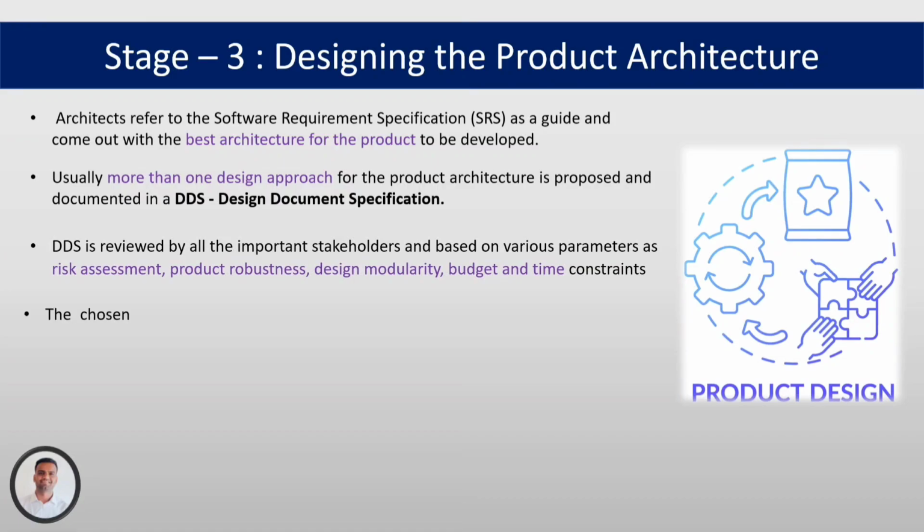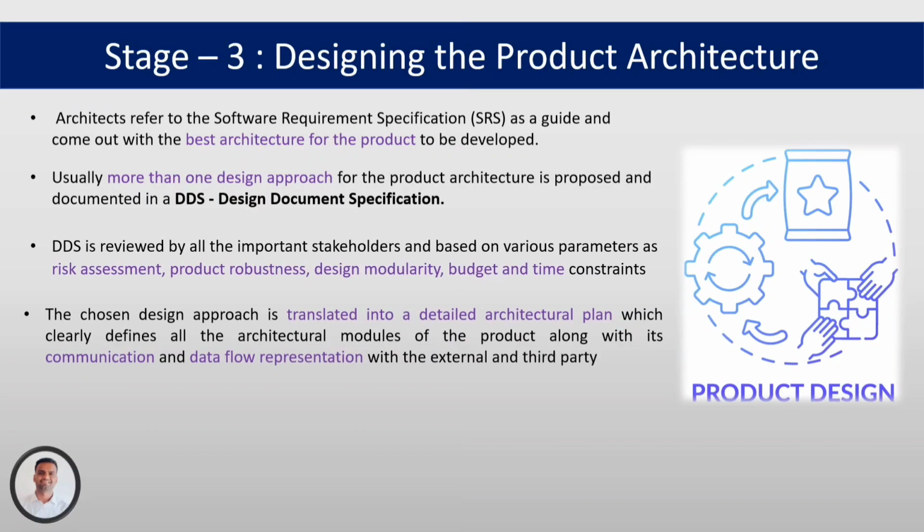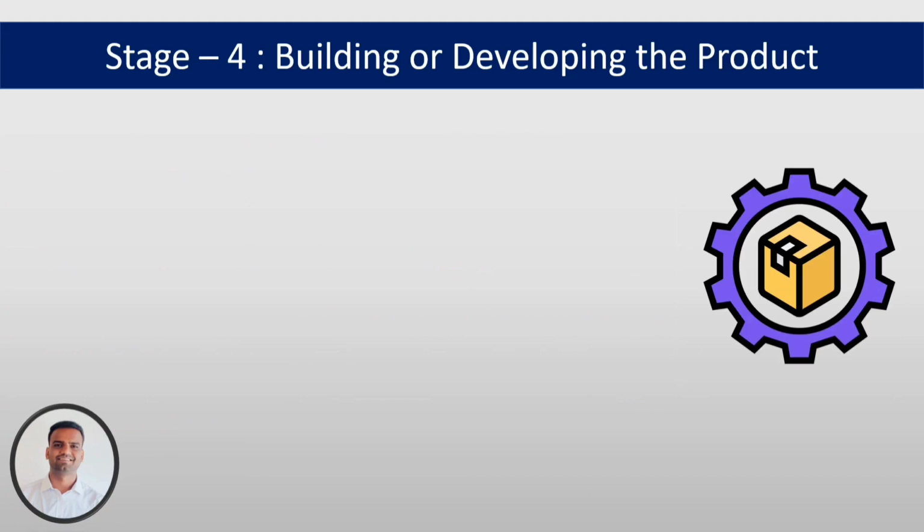The chosen design approach is translated into a detailed architectural plan which clearly defines all the architectural modules of the product along with its communication and data flow representation with the external and third-party modules, if there are any. The internal design of all the modules of the proposed architecture should be clearly defined with the minutest of the details in DDS. Stage 4 is building or developing the product.